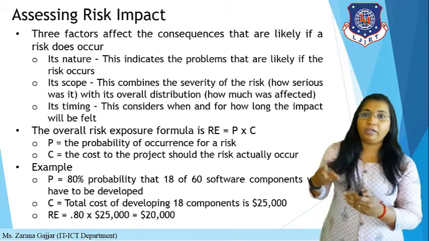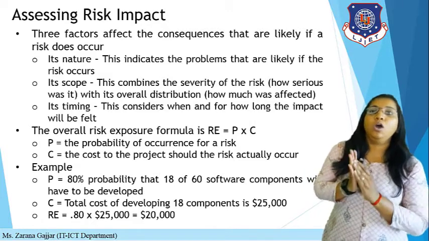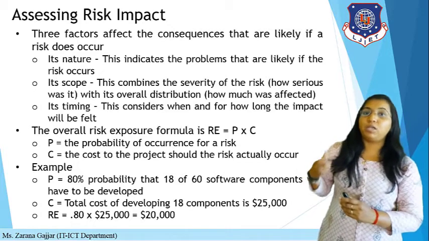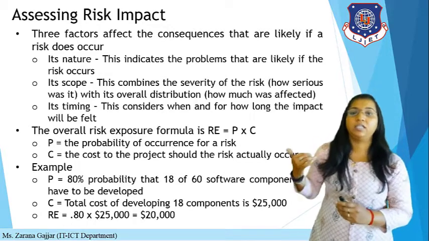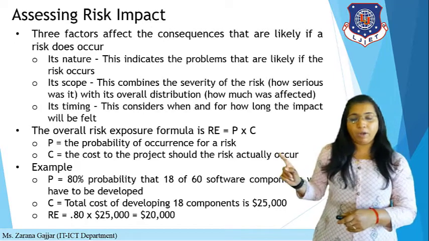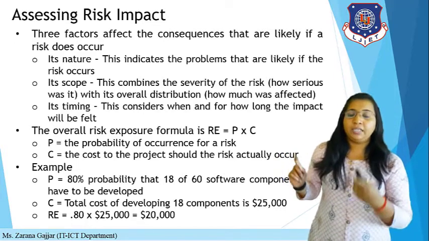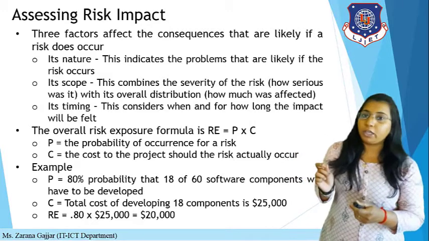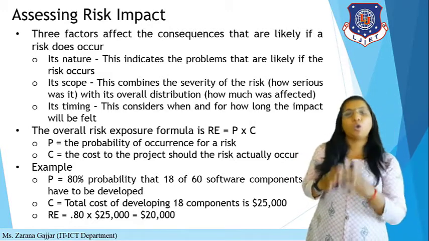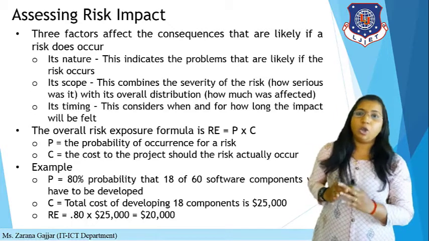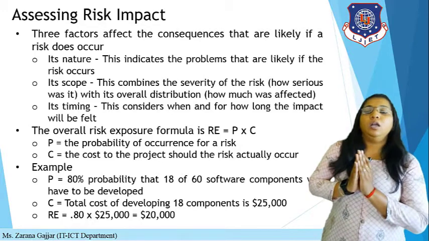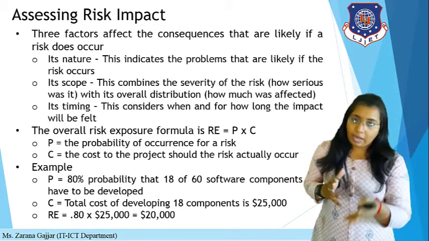So these are three factors that affect the consequences of the risk. The overall risk exposure formula is RE, that is risk exposure, equal to P into C. P stands for the probability of occurrence of the risk, and C is the cost to the project should the risk actually occur. So what will be the cost of the particular risk? If you calculate the probability and cost, you are able to identify the risk exposure.